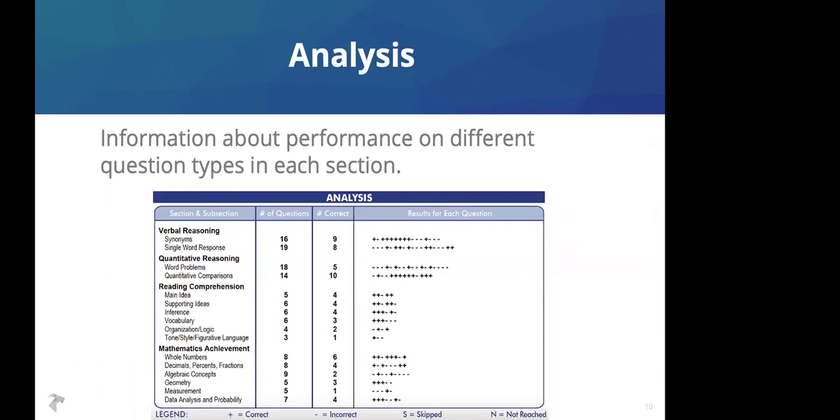In the analysis section, you'll see a more detailed breakdown. Each section is broken into question type, and to the right, the plus signs and minus signs, which indicate which questions were answered correctly and which questions were answered incorrectly. If a student left any question blank, there'd be an S. And if a student didn't reach all the questions, these unreached questions at the end of the section would be marked with an N.